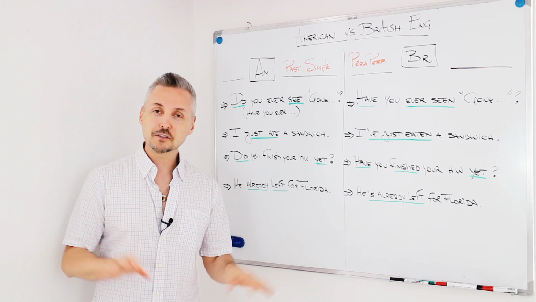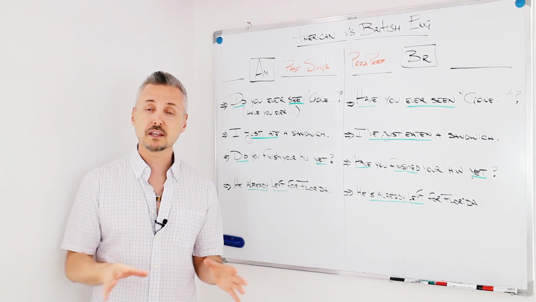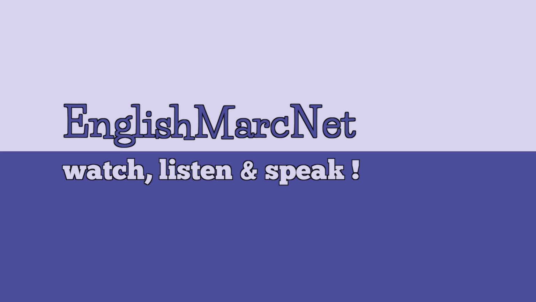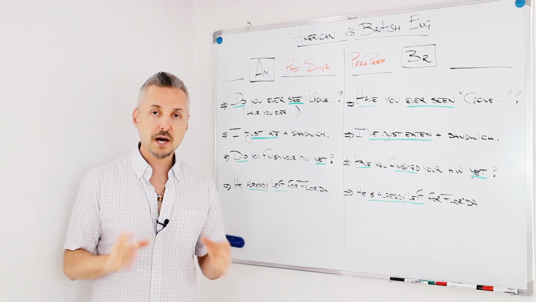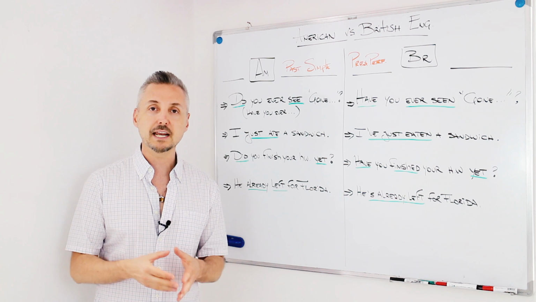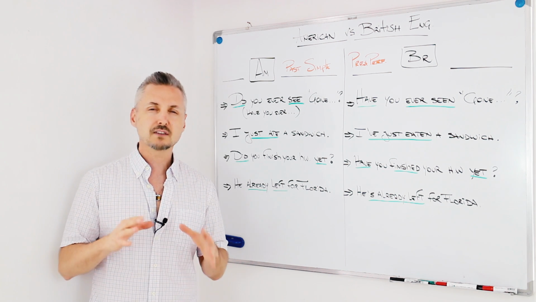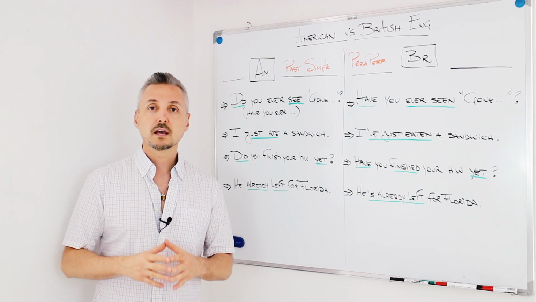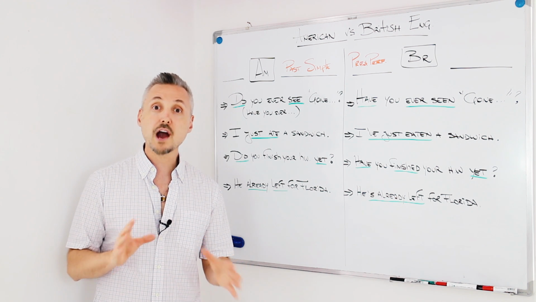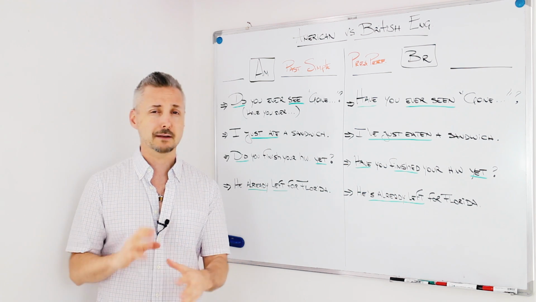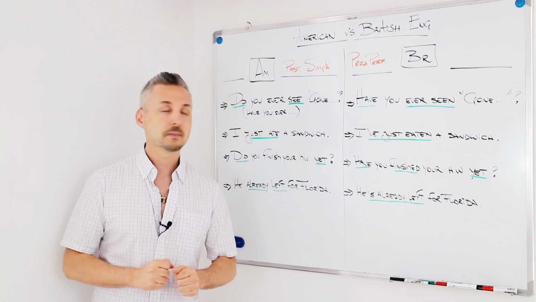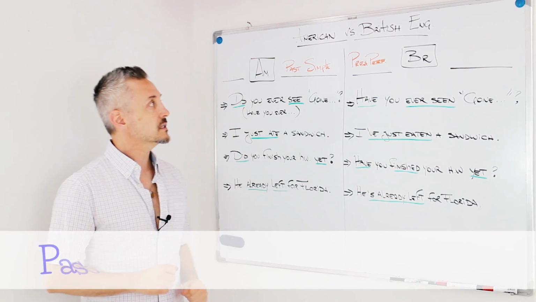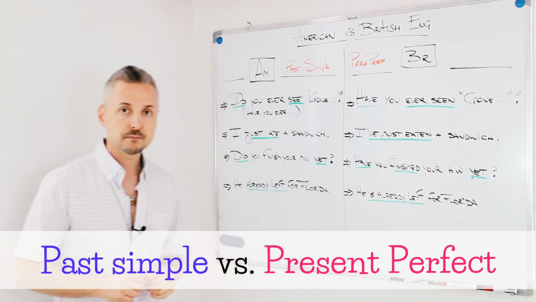In this lesson, we're going to talk about the differences between American English and British English. In one of my past lessons under the playlist Confusing English, I talked mainly about vocabulary differences. In this lesson, we're going to talk about grammar differences and some spelling and vocabulary differences. So let's look at the first one, okay? Past simple versus present perfect.